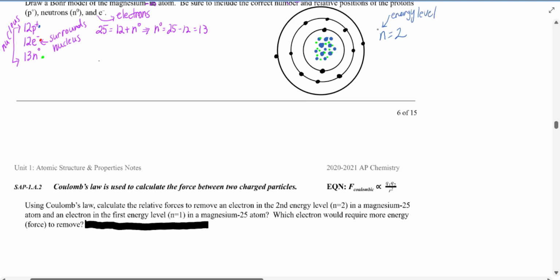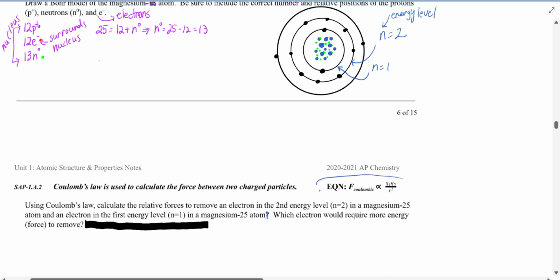All right. And that is that energy level right there. Okay. Remove any one of those 8 dots, or electrons, from the second energy level in a magnesium 25 atom and an electron in the first energy level. So n equals 1 is the first energy level, and that is the one that's closest to the nucleus. All right, in a magnesium 25 atom. Calculate the relative forces to remove an electron. There shouldn't be a question mark here. All right, which electron would require more energy or force to remove?